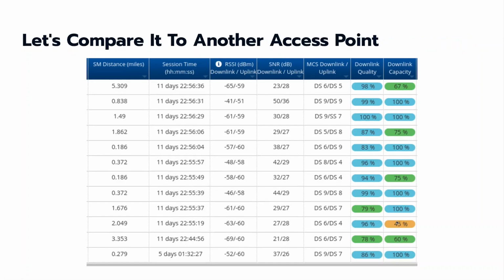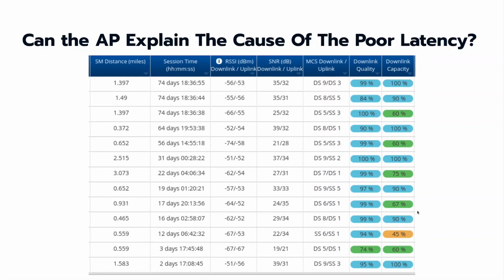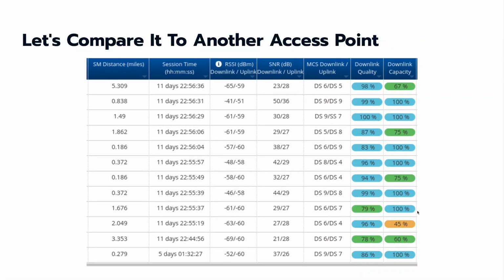So here it is, here's another access point. Does this look better? I've got some 6s and 5s and 9s. I've got another downlink capacity that's colored orange here. It's hard for me to tell just by looking at this whether this is indicating a problem or not. They're not seemingly that different. So instead of using my eyes to pick out patterns from this, why don't we use a technique we've already learned about, which is trending, to help us find whether there are any interesting patterns here.